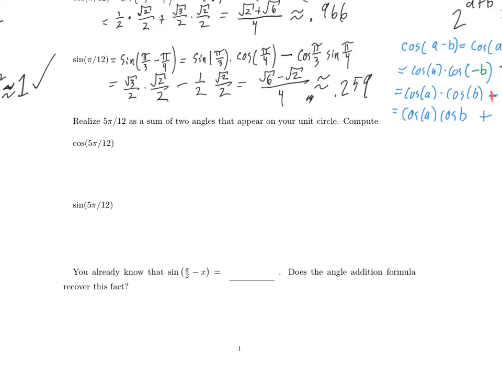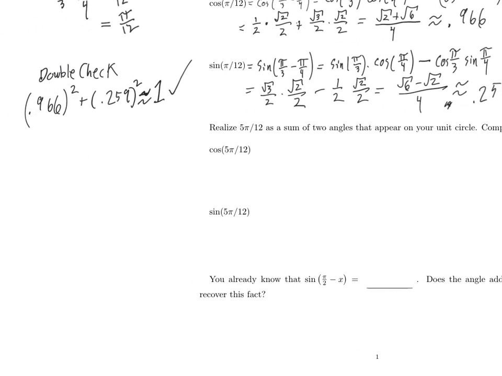Some more examples for you. So here's what I want you to do. Realize 5 pi over 12 as a sum of two angles that appear on the unit circle, and use those to compute the sine and cosine of 5 pi over 12. Okay, pause the video, do that. I'll keep on talking. So we want to understand 5 pi over 12.